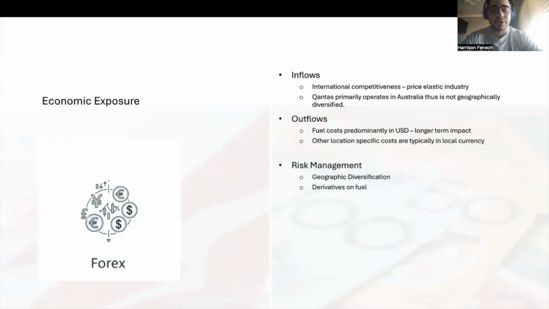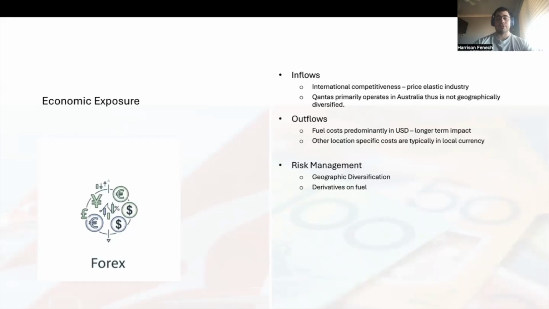For economic exposure, it deals with both the inflows and the outflows for Qantas. For the inflows, it deals with international competitiveness. This doesn't affect the number of flights itself, but it does affect the destinations. Qantas tries to manage this via geographic diversification, by setting up multiple flights across multiple countries and operating in multiple countries. This is quite useful to mitigate this. However, as Qantas primarily operates in Australia, it is not as diverse as possible.